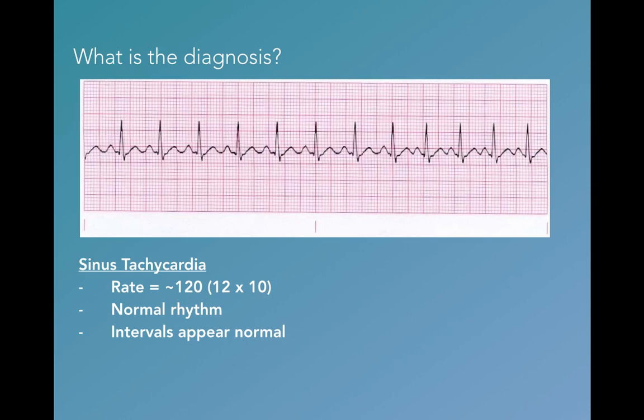All of those things can cause a sinus tachycardia. Also, the most common finding on an EKG for someone with a pulmonary embolism is sinus tachycardia, not that S1, Q3, T3 that you kind of learn about.